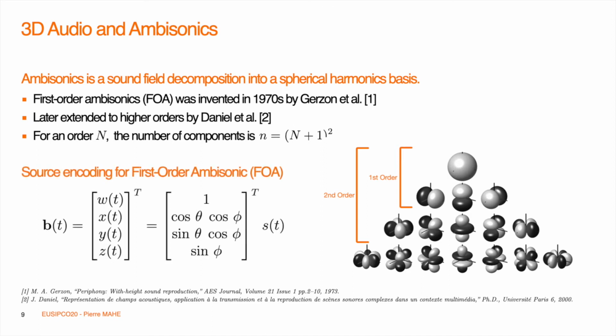Let's see a quick example to illustrate how a mono source is spatialized. The source S is projected into the ambisonic domain by an encoding vector. The direction theta and phi determines the values of the vector. The dot product creates B(t), the signals for each component.